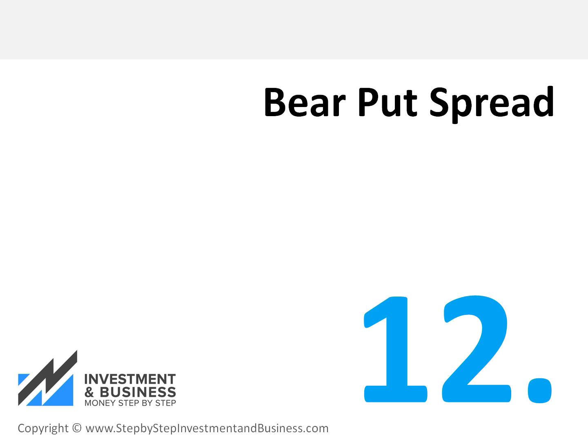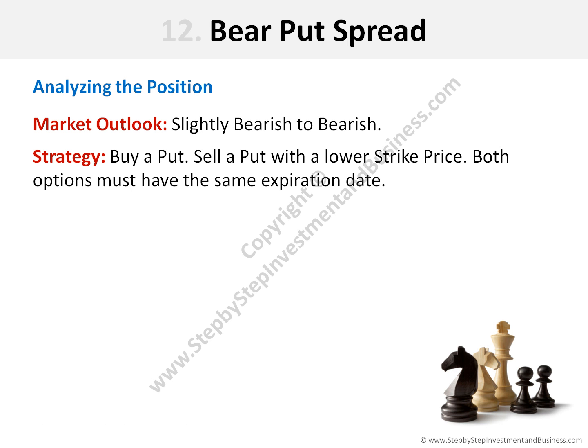We begin with Chapter 12. In this chapter, we will analyze in detail the bear-put spread strategy. The bear-put spread position is used when the market outlook is slightly bearish to bearish. The strategy consists of buying a put and selling another put with a lower strike price. Both options must have the same expiration date.